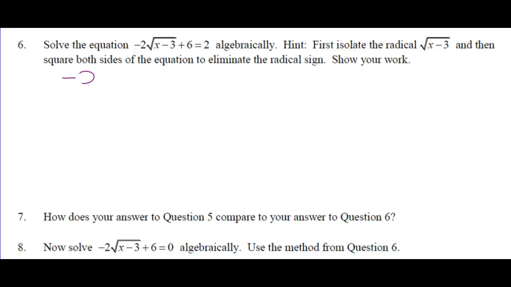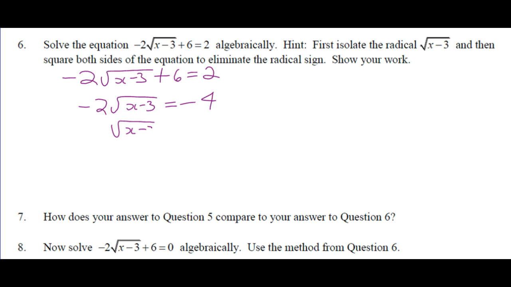Okay, so we must. Step one. What do we do first? Subtract 6 from both sides, right? Okay, so negative 2 root x minus 3 is equal to what? Negative 4. Step 2. Divide by negative 2. Root x minus 3 is equal to positive 2.